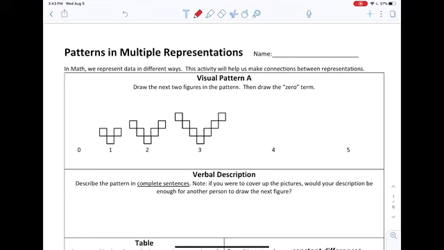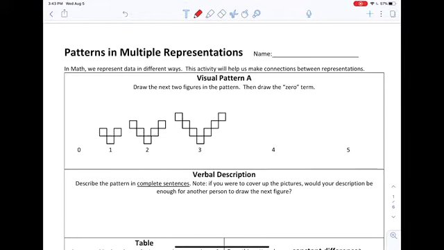Hi everyone, this is the construct portion of Unit 3, Lesson 1. Right now, you should have your patterns in multiple representations handout in front of you. We will be doing visual pattern A together.